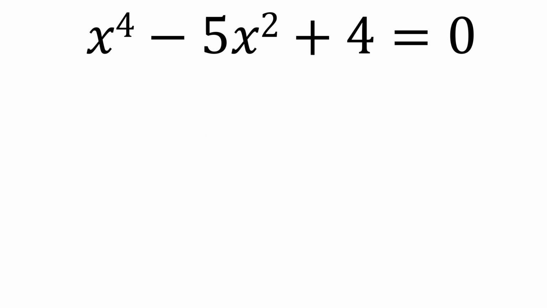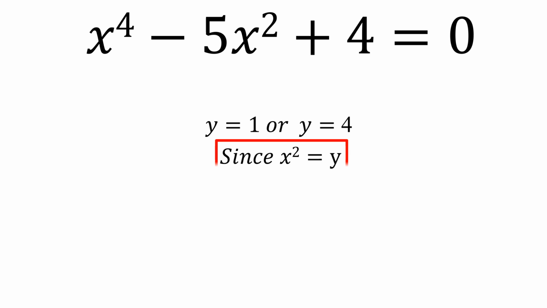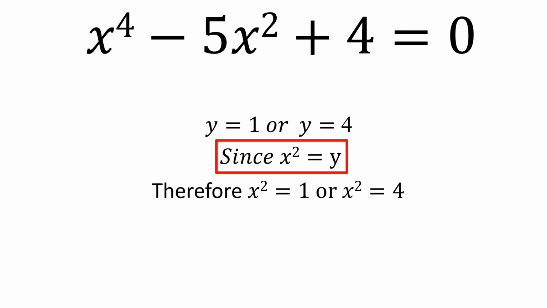Since y is equal to 1 or y is equal to 4, we move on, and since y is equal to x squared, we substitute. Therefore x squared is equal to 1, or x squared is equal to 4. We are simply taking these values. I'm going to put arrows so that you understand where it came from. X squared is equal to y, so we take the first value of y and the second value of y.